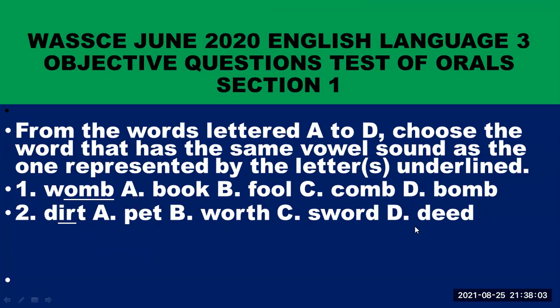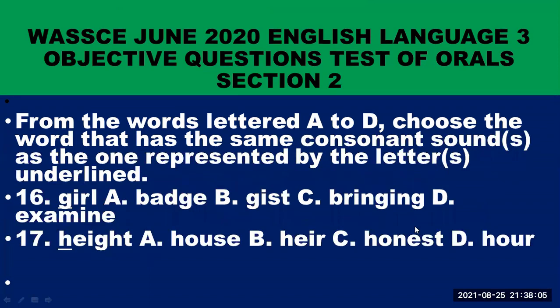All right. Now, let's go to section 2. From the words lettered A to D, choose the word that has the same consonant sound or sounds as the one represented by the letter or letters underlined. Now, let's take question 16 to illustrate how to answer this question.